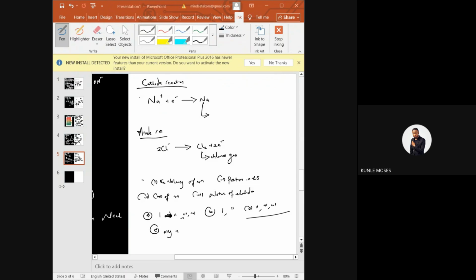Number 3, purification of copper. When we are using copper electrodes in copper sulfate, anytime you go into the industry, maybe doing your IT, your internship, you will see them using copper electrodes for the electrolysis of copper sulfate. They want to purify copper. That method is basically used to purify copper.